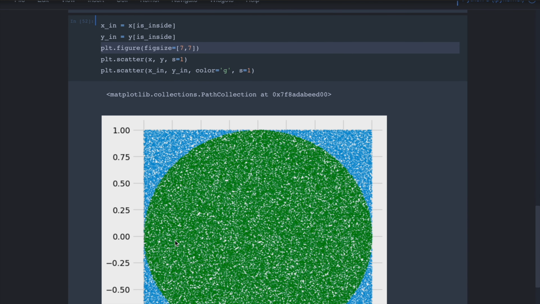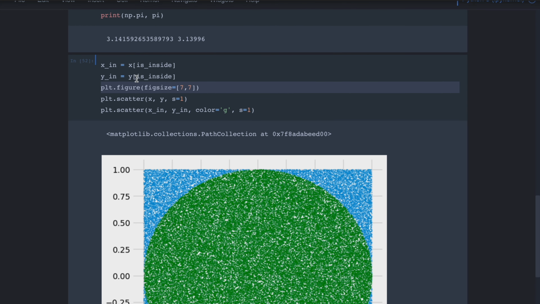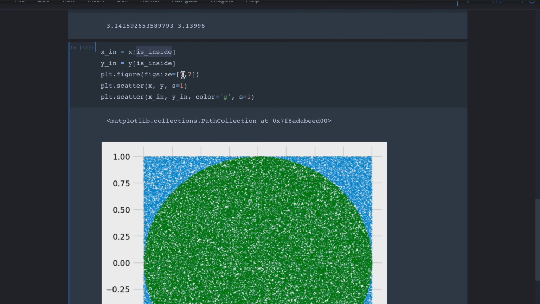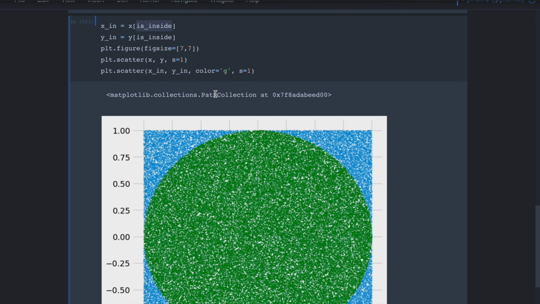Now here we are just plotting and color coding the points which are inside the circle. So here what we did is X inside. X contains all the, let's say, 100,000 points, and then we are filtering using the Boolean, is inside. Is inside has values true and false, right? So only when it is true, those values get copied into X inside, and the corresponding Y values. And here we just set the size because it is a square. We set equal dimensions in the X and Y direction.